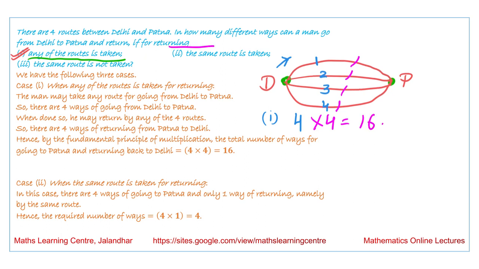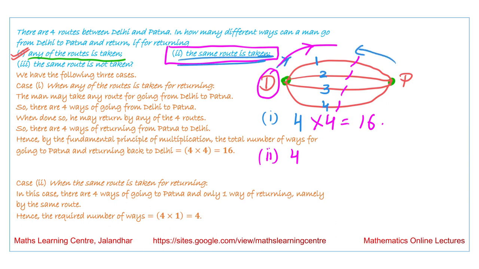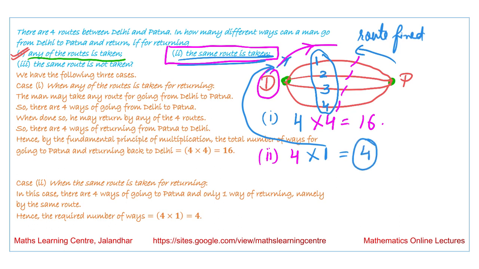Next is the second case, where the same route is taken. In this second case, the number of ways in which he can go from Delhi to Patna, he can choose out of 4 ways. But when he comes back, he has to take the same route. So he cannot choose out of any of these routes. Now the route will be fixed. It means he has only one option, the same route from which he has gone from Delhi to Patna. So the number of options he has is only 4.